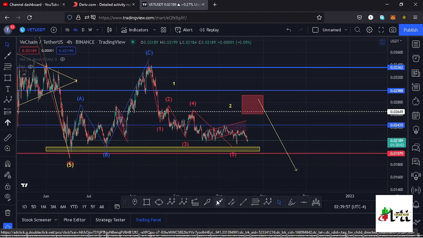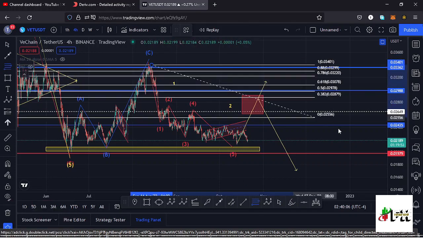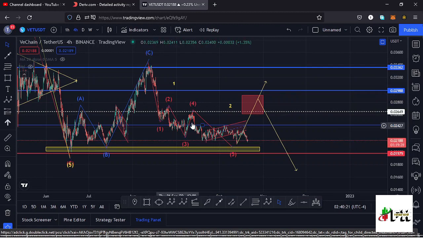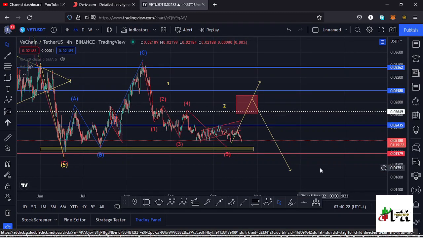In case in that formation of a wave 2 we continue pushing higher and manage to break above the key area of resistance at around the $0.029 mark and continue pushing higher. And in that movement I would also expect Vechain to manage to break above the 0.78 fib level, and that lies at around the $0.031 mark. So in case that movement plays out and we continue pushing higher that way, then that will be invalidating my Elliot wave structure to the lower side in a 5-wave movement, giving us a new low here on the Vechain chart. So that is the first possible scenario that I expect to play out, basing it on the Elliot waves.